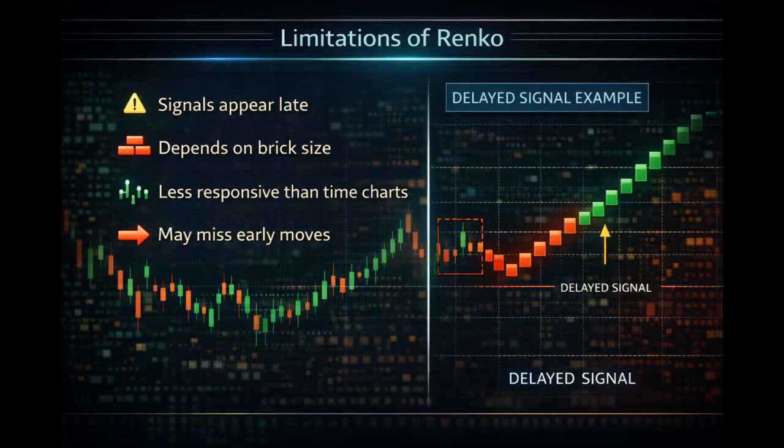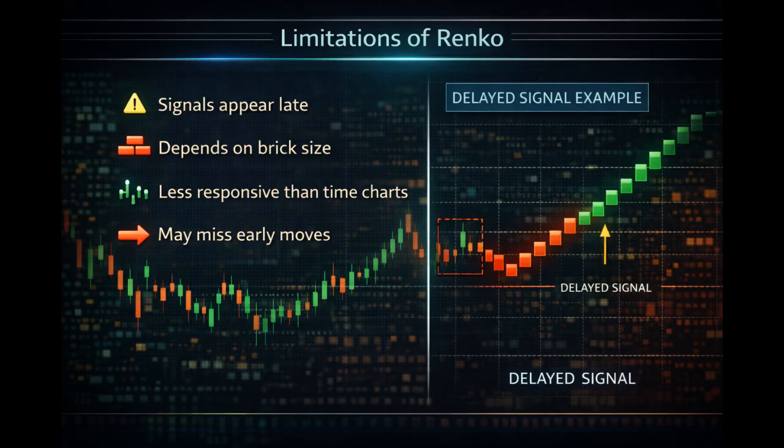Limitations of Renko charts. Despite their advantages, Renko charts also have limitations. Because bricks form only after price moves significantly, signals may appear later compared to time-based charts. Another limitation is that different brick sizes can produce different chart structures. A smaller brick size creates more bricks and potentially more signals, while a larger brick size filters more noise but produces fewer signals.